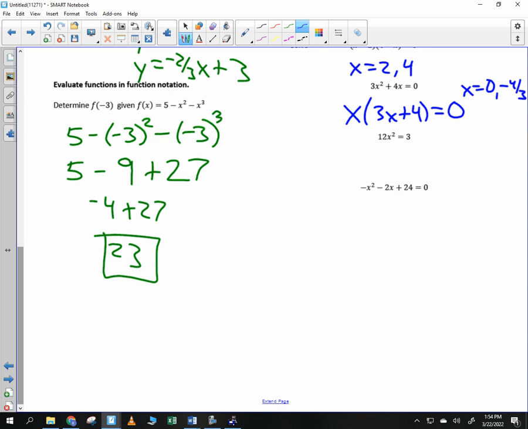Next one's not equal to 0, so what should you do first? So 12x squared minus 3 is equal to 0. Now what are you going to do? Factor out a 3, and we get 4x squared minus 1 is equal to 0. So that's the difference of two squares, right? 2x minus 1 and 2x plus 1. So x is what? Plus or minus 1/2? Try the last one on your own. Go.